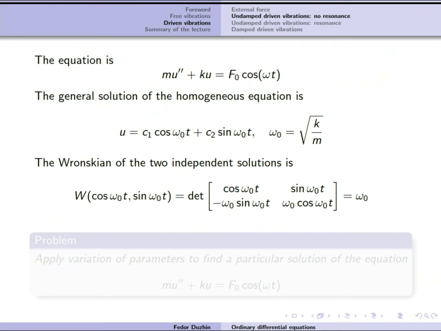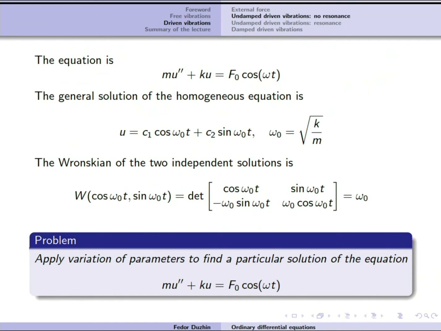We need the Wronskian to find the solution of the non-homogeneous equation by variation of parameters. Here the Wronskian is just omega 0, it happens to be the frequency. So a little problem for you is to try to apply variation of parameters to find a particular solution of this equation.